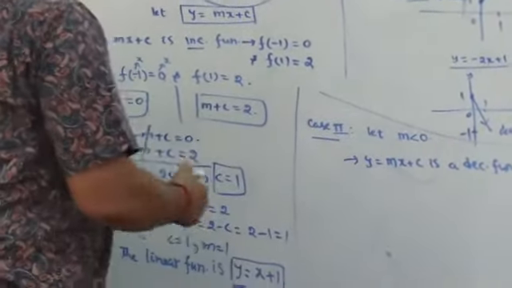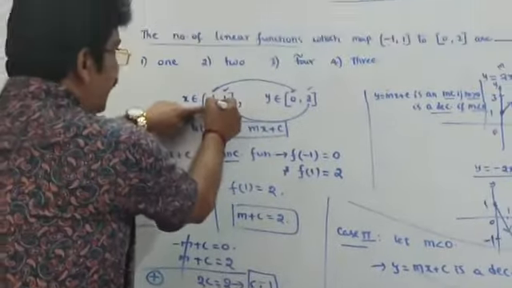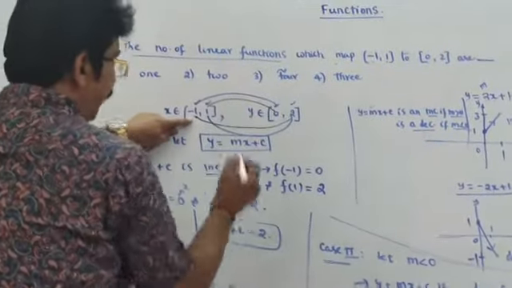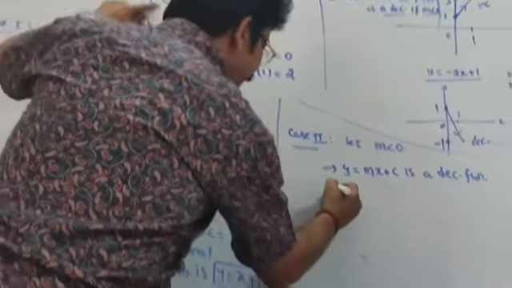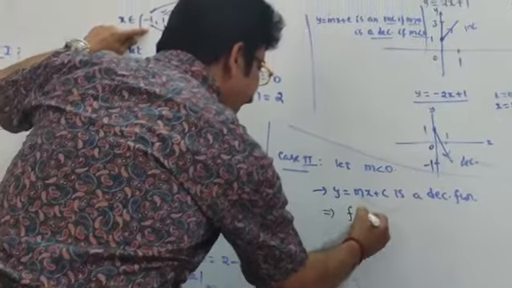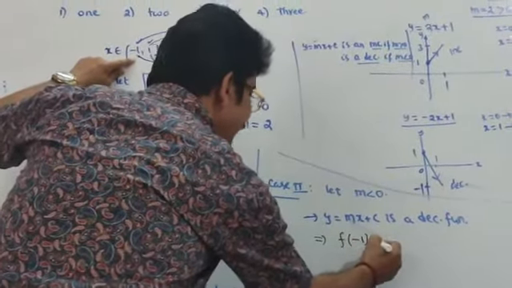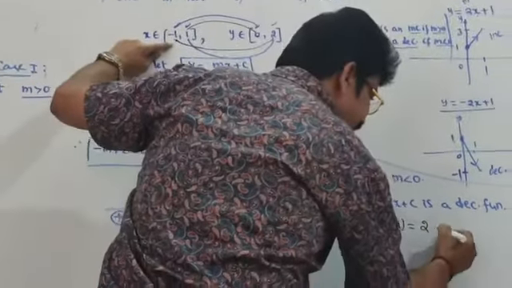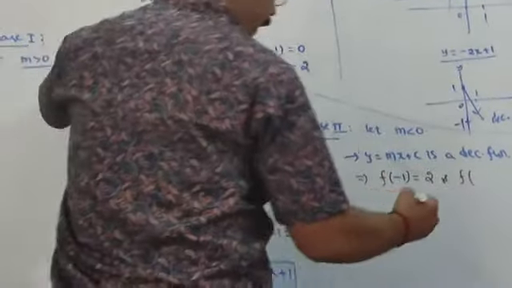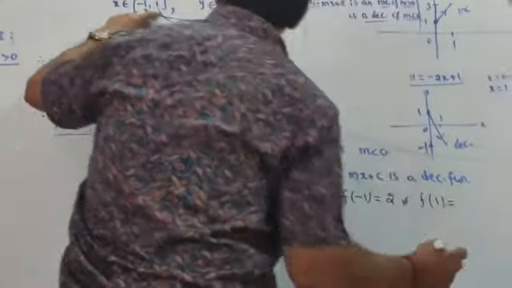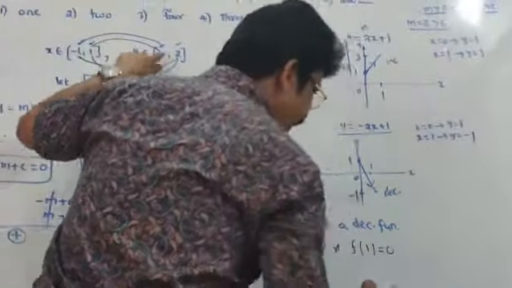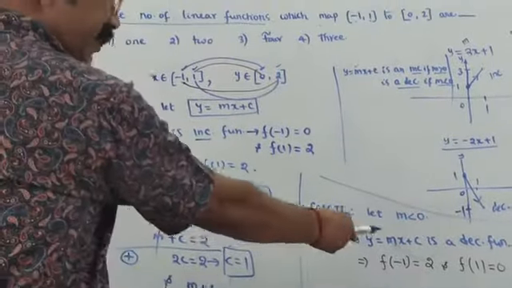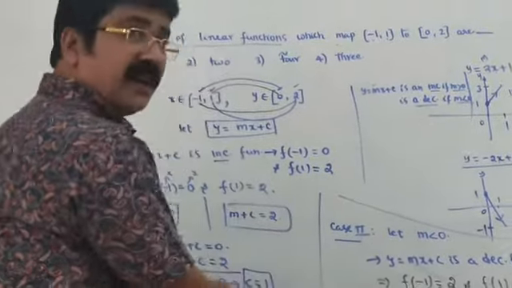Decreasing means opposite. For lower it is taking upper, for upper it is taking lower. So what does it mean? f of lower bound is equal to upper bound in y values, and f of upper, that means f of 1, is equal to lower, that means 0.